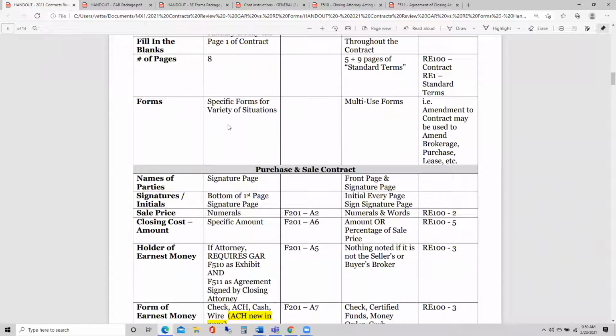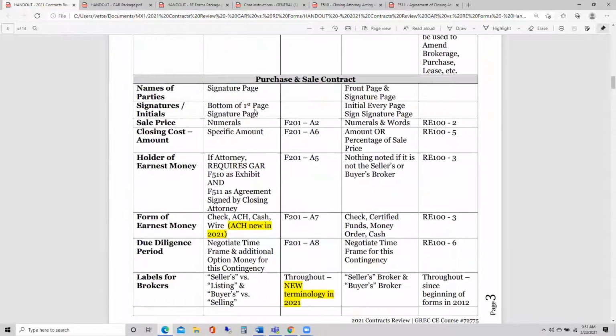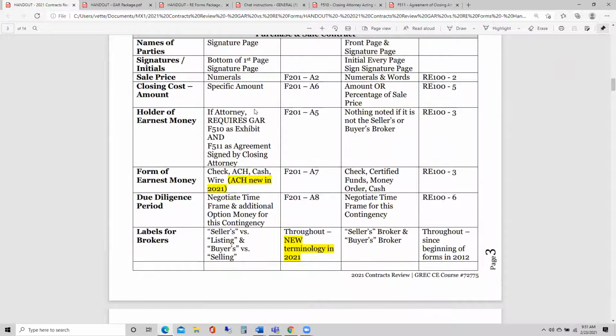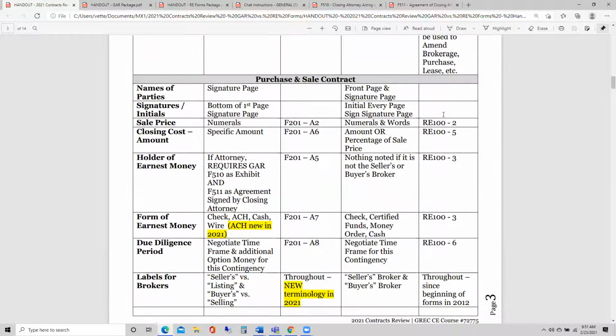For example, they have just a general amendment, and that can be used to amend a brokerage agreement. That can be used to amend a purchase and sale agreement. That can be used to amend a lease. It's one document, and you indicate on there what it is that you are amending. Whereas in GAR, you have one amendment for the purchase and sale, one amendment for the brokerage, and so forth and so on. All right, diving into the meat, purchase and sale.